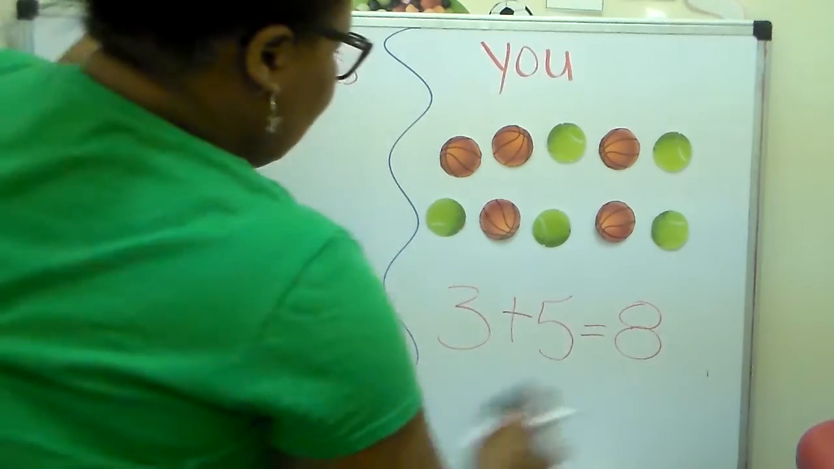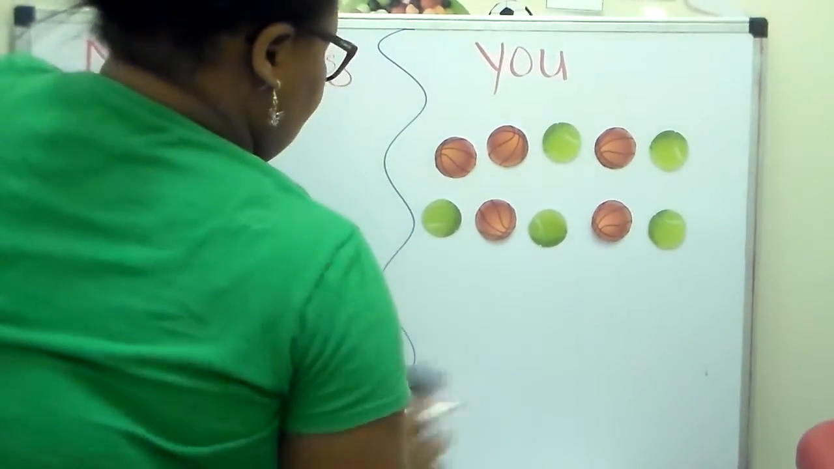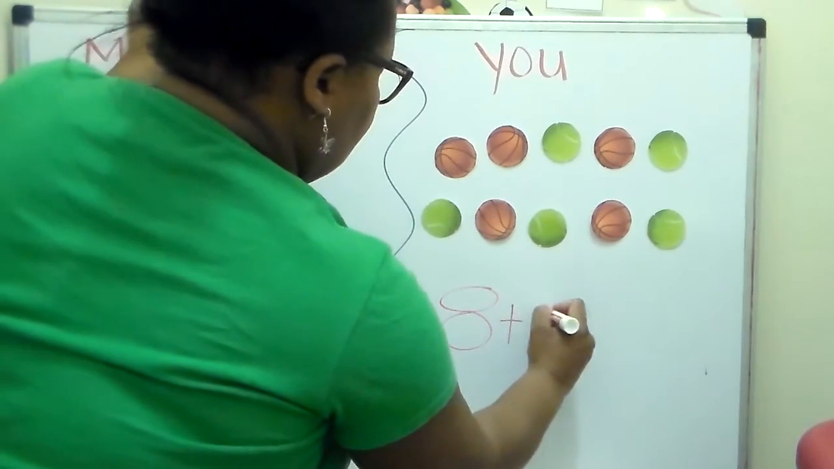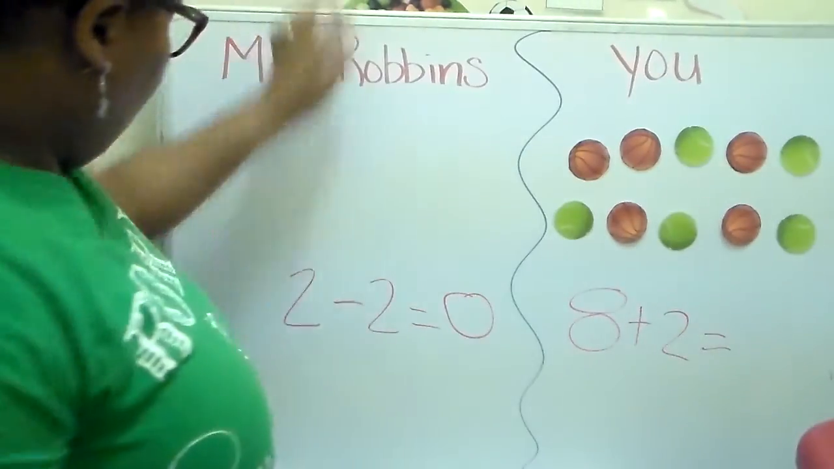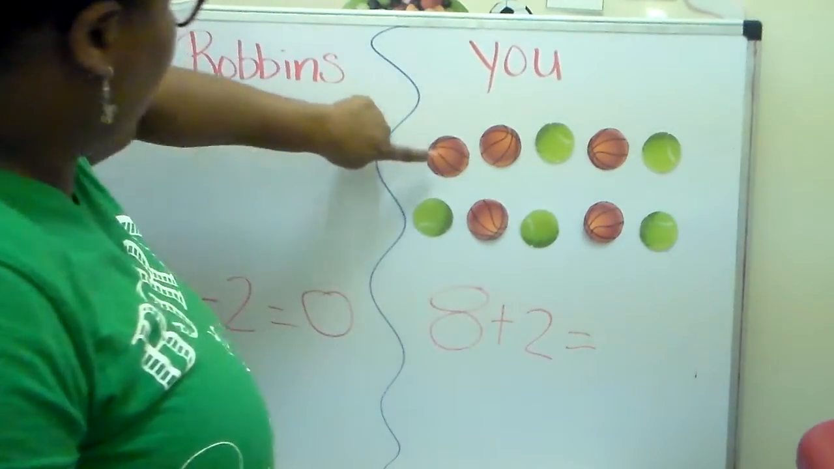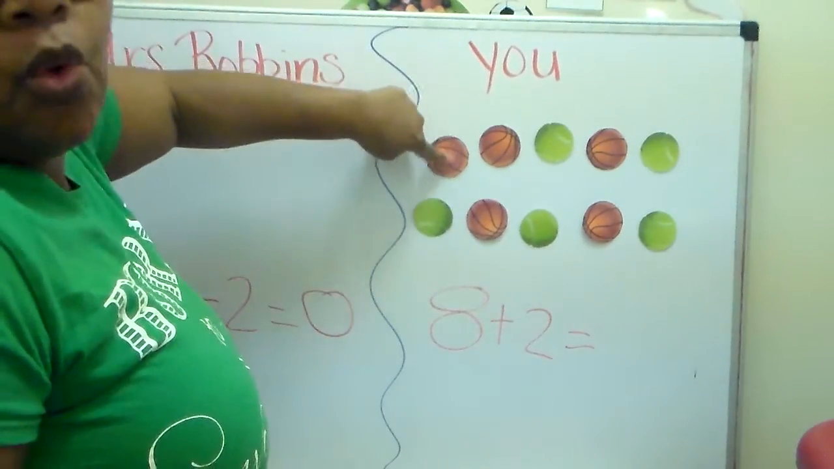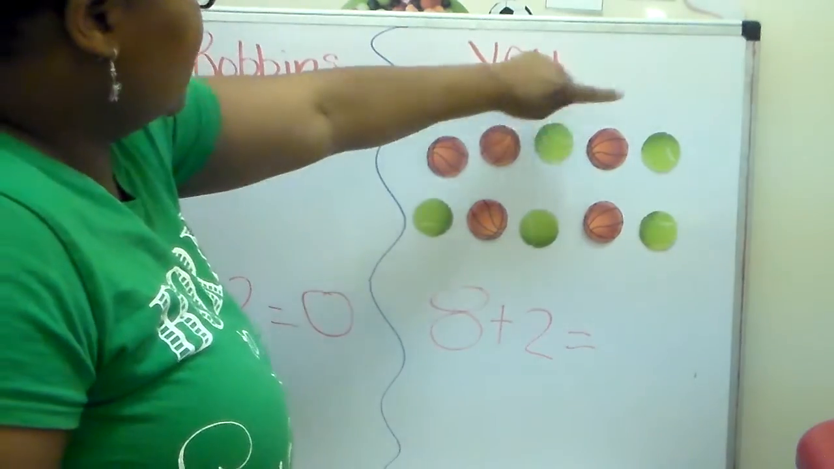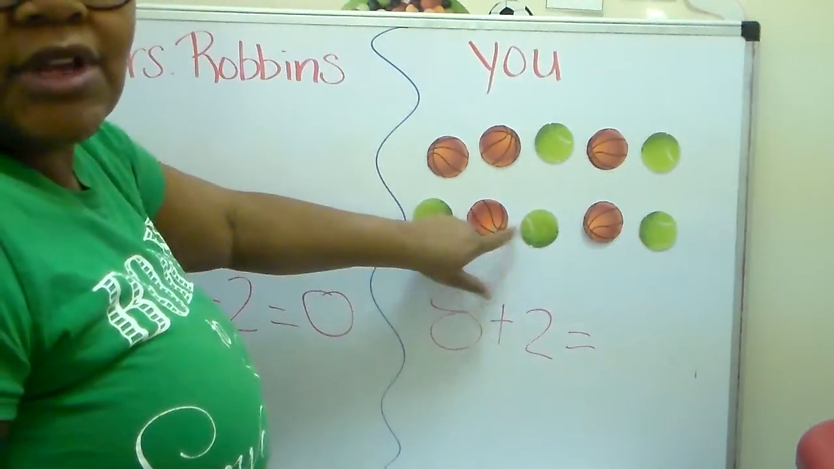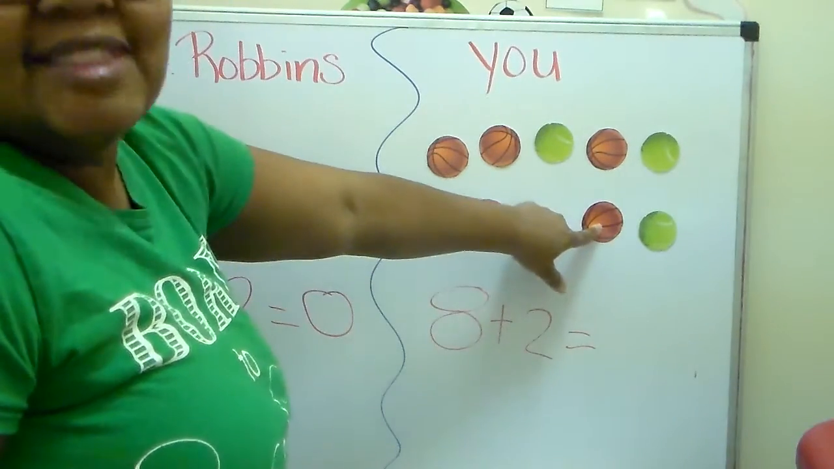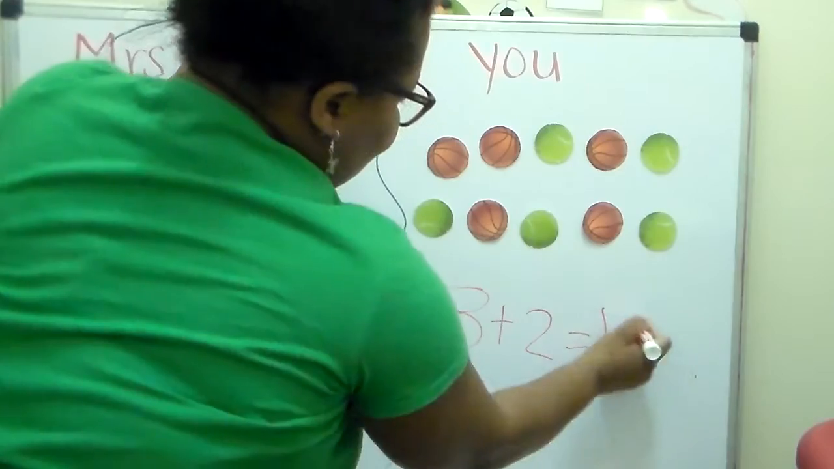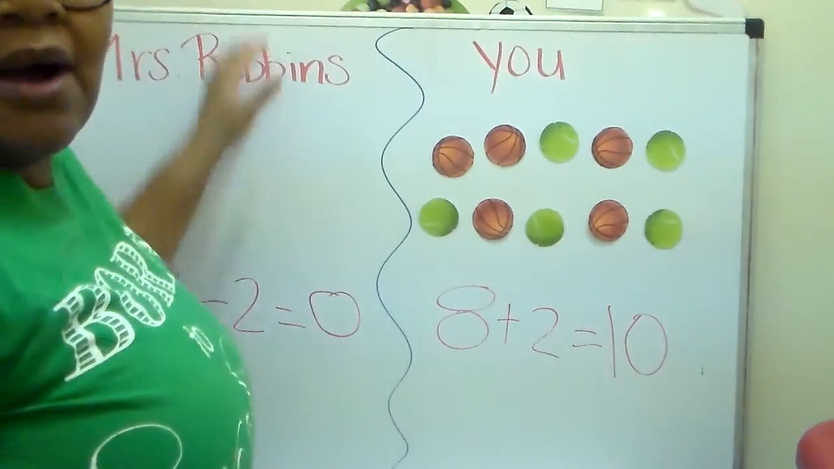And then you guys started with 8 because I gave you some and now you have 8 and I gave you 2. Because remember, I had 2 that I took away. So 8 plus 2 is, let's count it together. 1, 2, 3, 4, 5, 6, 7, 8, 9. Woohoo! 10. You guys are awesome.